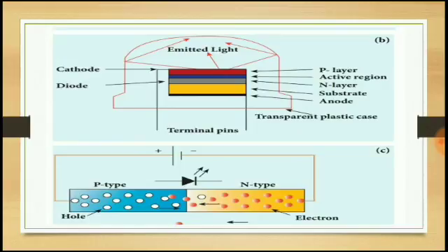Okay, LED, continuation. See, this is the structure of the LED: cathode, anode, P layer, active layer, N layer, substrate, anode, transparent glass. So these are the parts of the LED, and you should definitely mention the parts. In an LED both N type and P type are present.